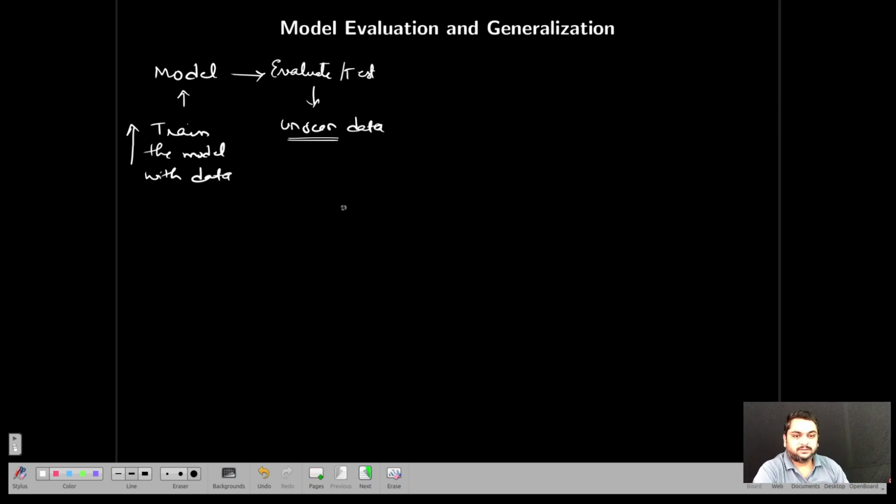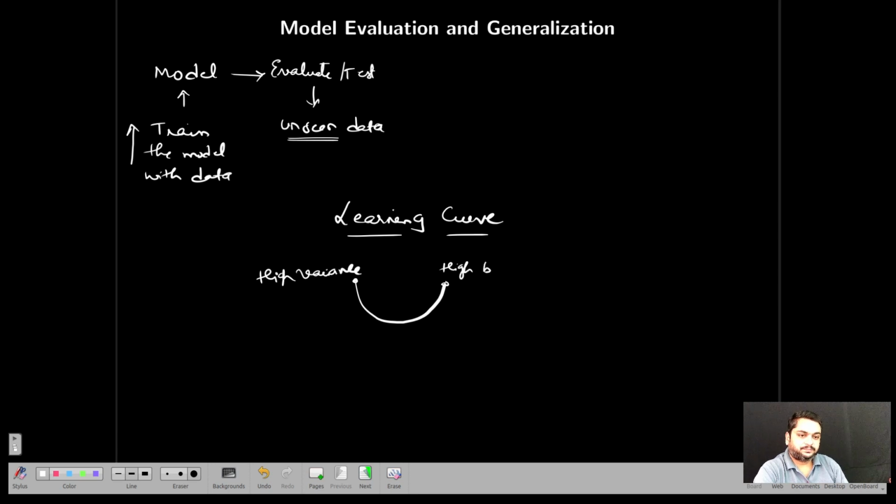So what are the different things? What is it that you are seeing? It's something called a learning curve. You already saw it in the bias-variance trade-off. Can you imagine a learning curve? Something like this. This is what we are trying to minimize. Say this end is high variance in the model. On this end, high bias.